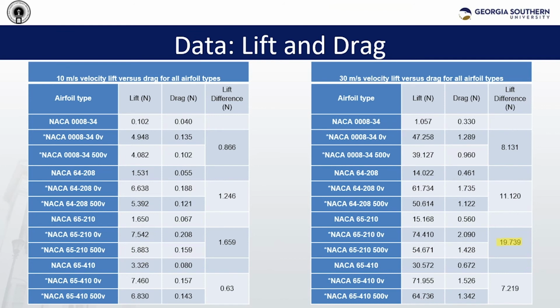Tabled here are lift and drag components for all airfoil designs. If you look at lift and drag for both 10 meters per second and 30 meters per second, you'll notice that the drag is sufficiently less than lift, which is highly desirable. Highlighted on the right, this 19.74 newtons of force is the force produced between powered and unpowered states of a piezoelectric on the trailing edge of NACA 65-210, which is sufficient enough to roll a drone.